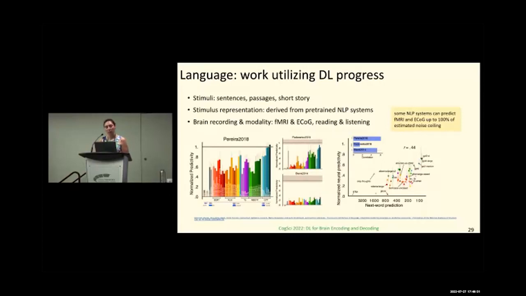And one more thing I want to mention here is that they also looked at behavioral metrics. So they looked at reading times, and they showed that this next word prediction performance of the models also is predictive of the reading times. This is not the first time this is shown, but it's interesting to put in perspective with the neuroscience aspect of these findings as well.